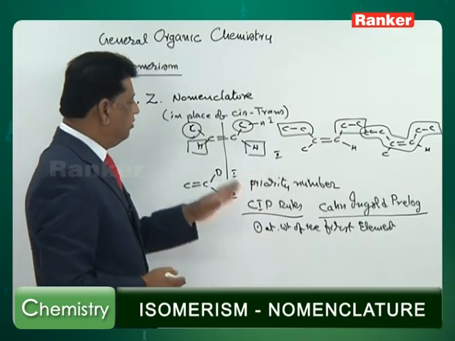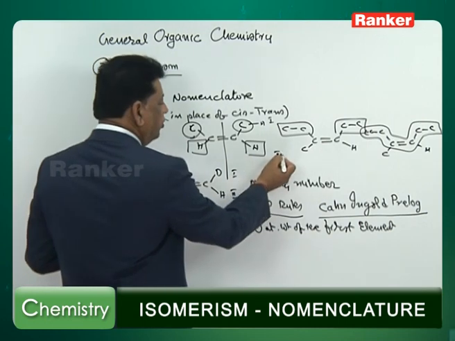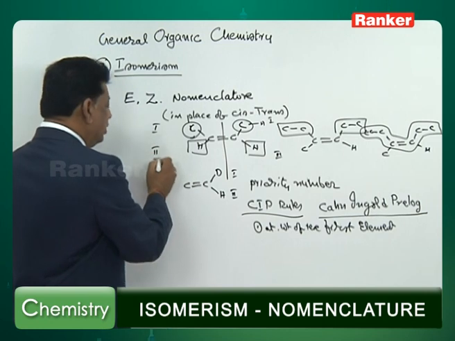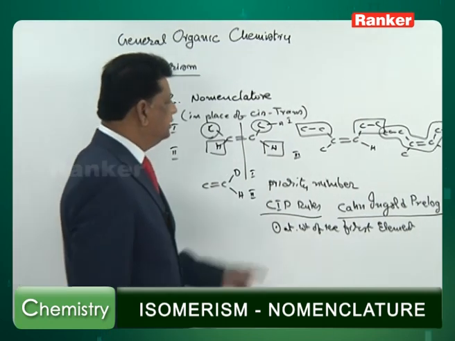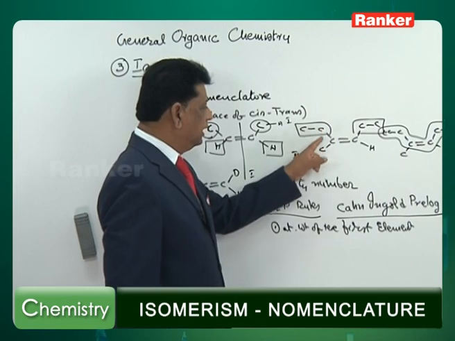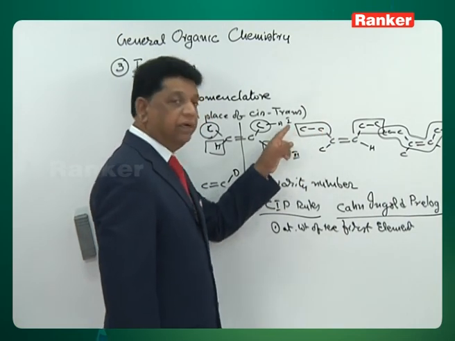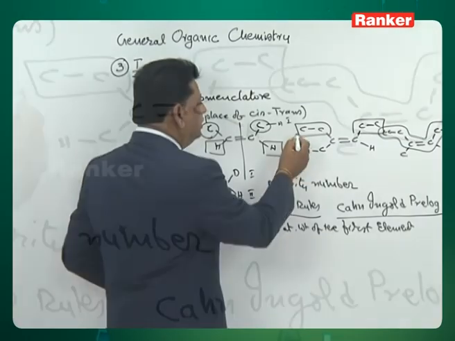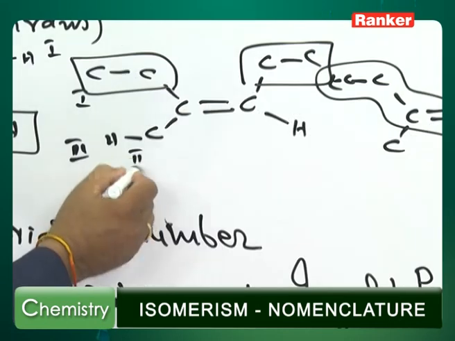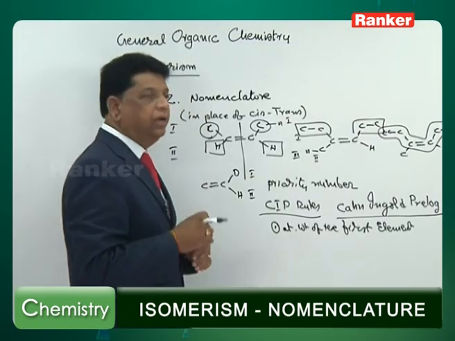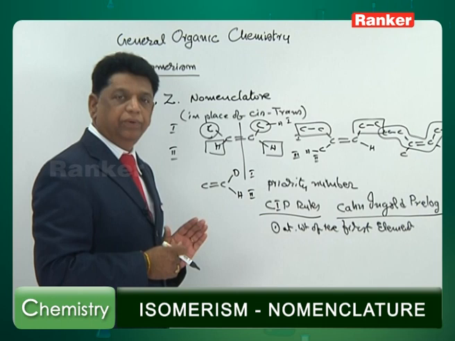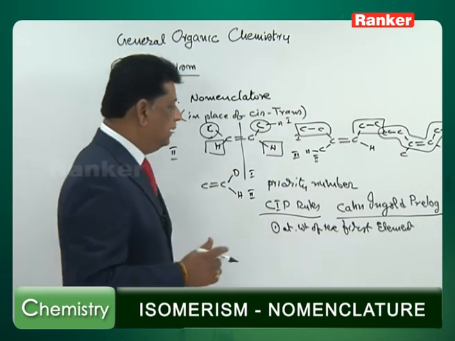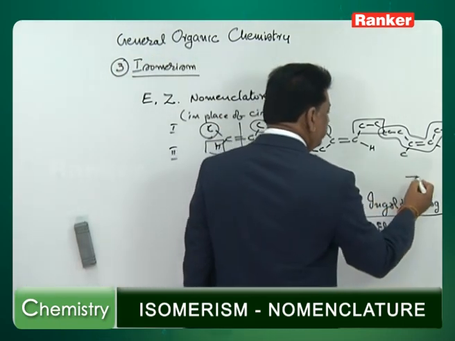After giving the numbers to one side, the other side also is given 1 and 2. Sometimes this is a carbon and this is a carbon, both are carbons. In such a case, the next element is considered. Here the next element is hydrogen, here it is carbon. Therefore this is given number 1, this is given number 2. Like that, you go element by element. First element, if there is a tie, then the second element is considered, then the third element, like that. There are a number of groups we can examine.